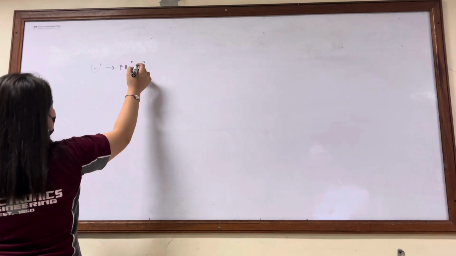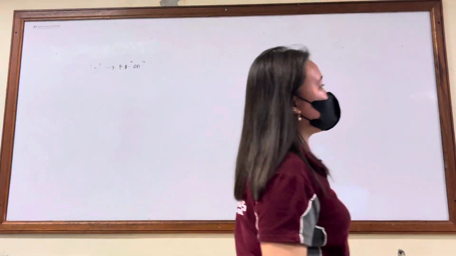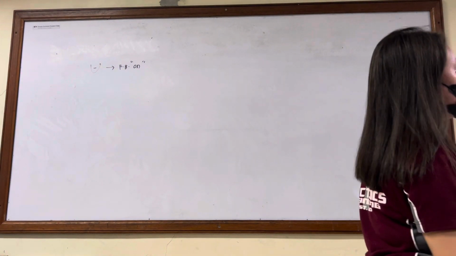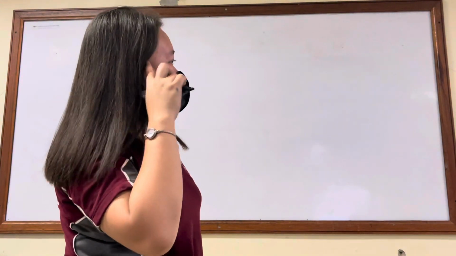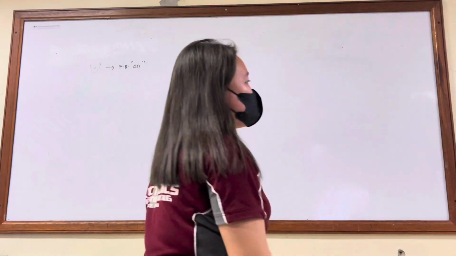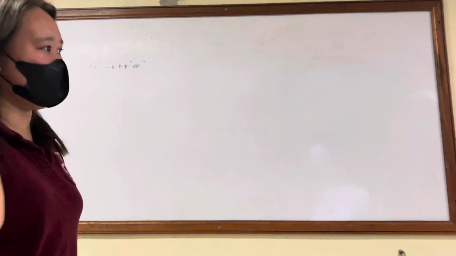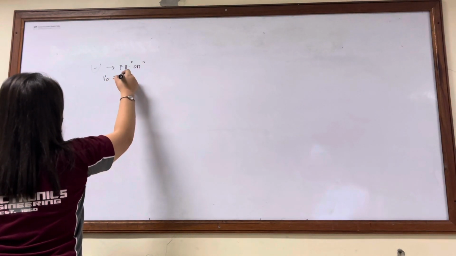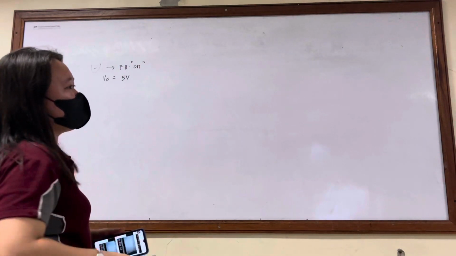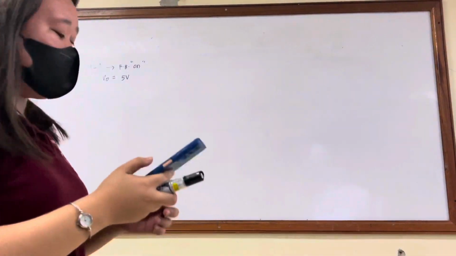Since naka-on man siya class, our V output is across, where is it? The capacitor, basta, 1 micro na. Okay. So, our voltage is just across our V. Kay ideal man si diode. So, V output is equals to 5 volts. Okay? That's for our negative half cycle.